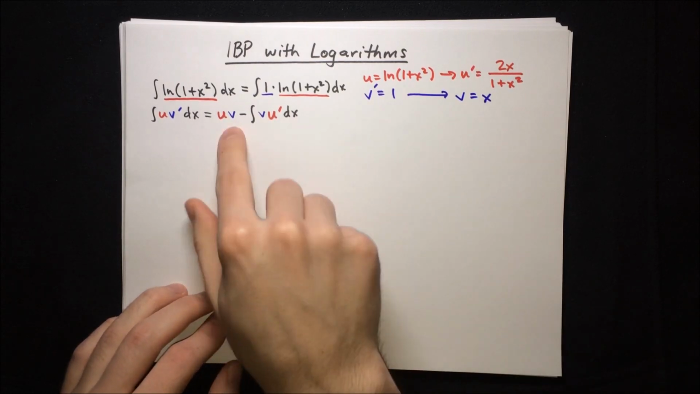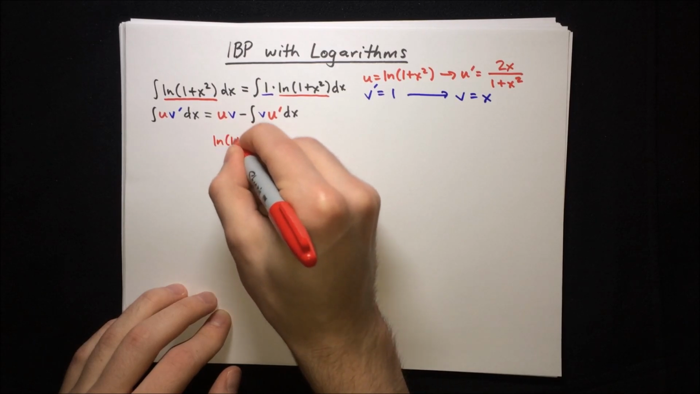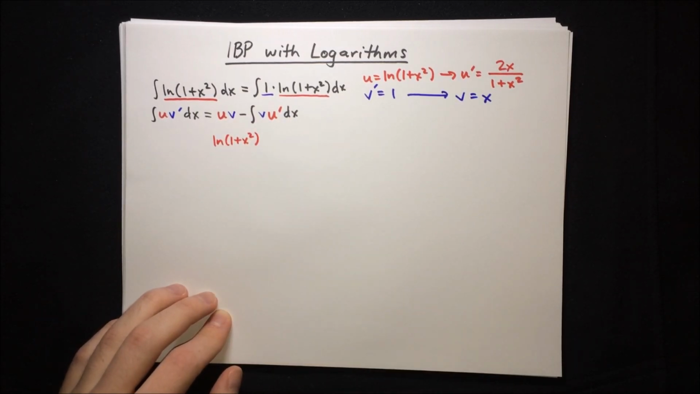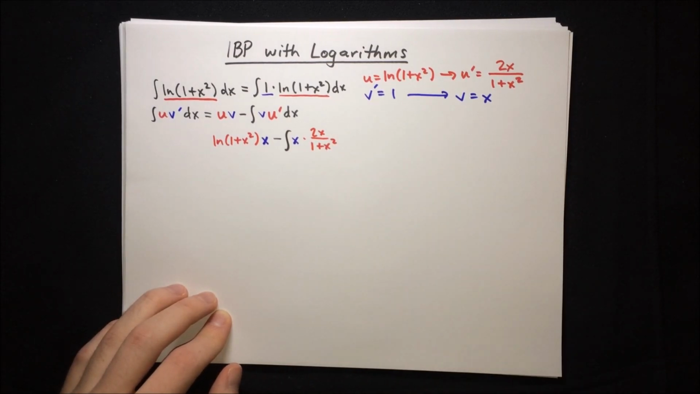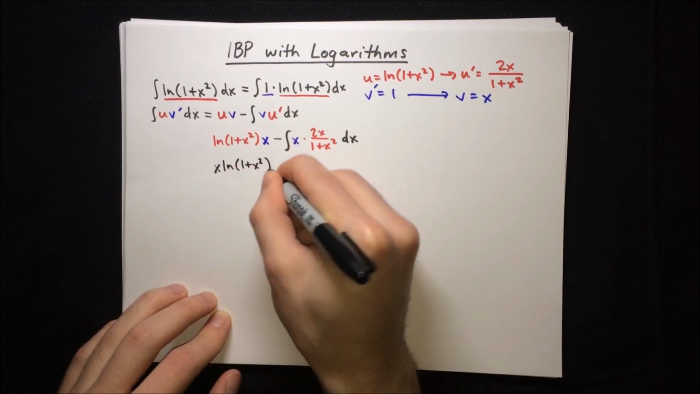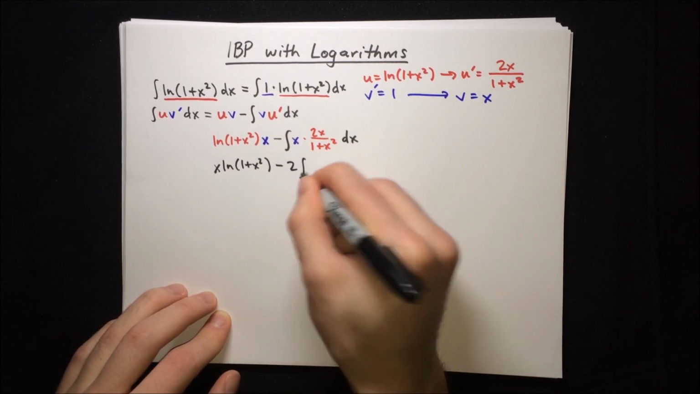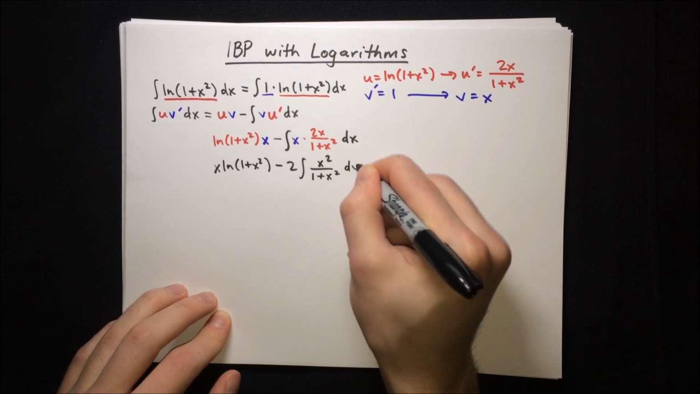Alright, so now we're ready to substitute into the right-hand side. u is just natural log of 1 plus x squared, and v is just x, then minus that integral of v again, which is just x, times u prime, which is 2x over 1 plus x squared, all dx. Alright, now we can simplify a bit. So this is x natural log of 1 plus x squared, and then we'll bring out that 2 outside the integral, so 2 integral of x squared over 1 plus x squared dx.